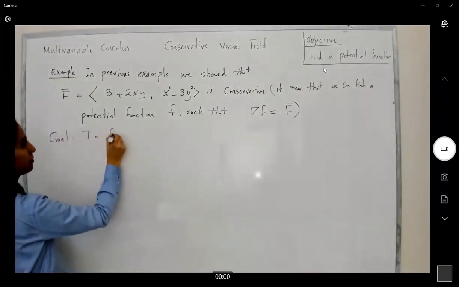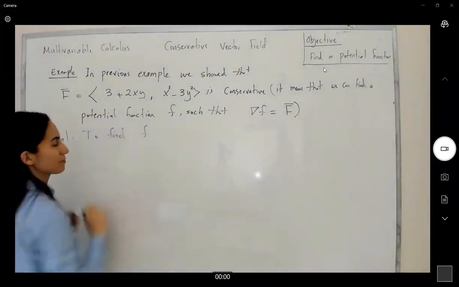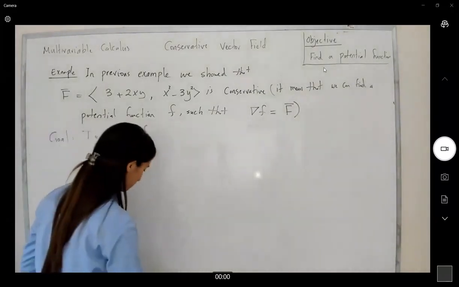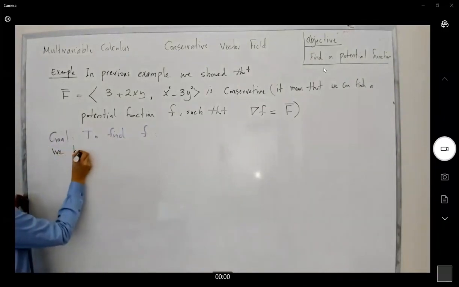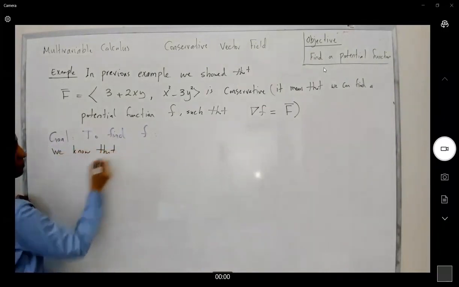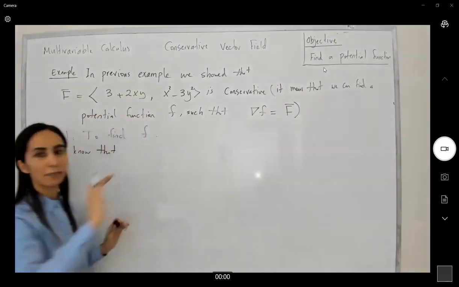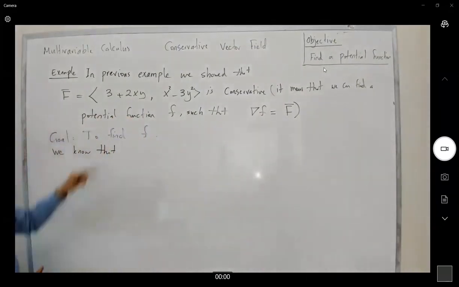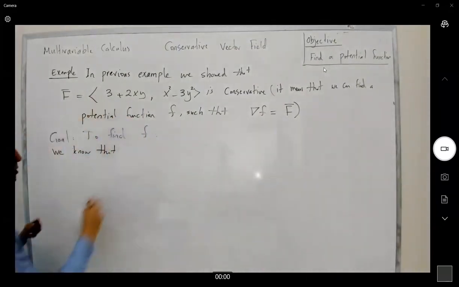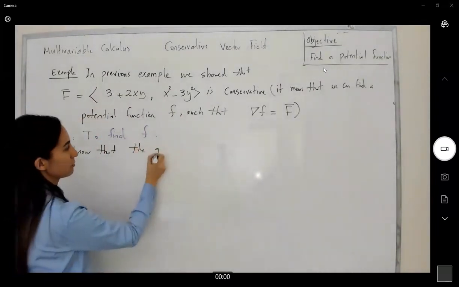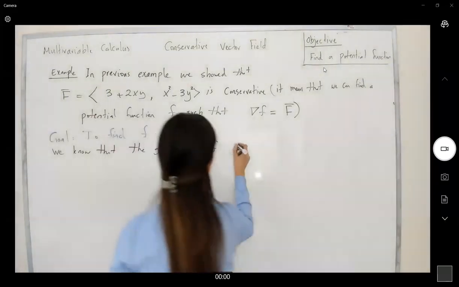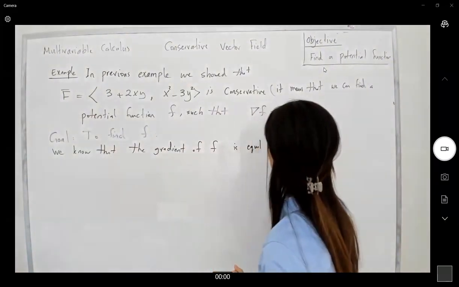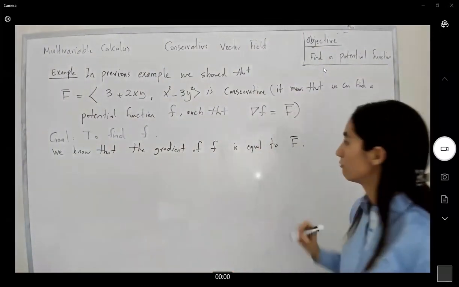To find f, this is your job. Very well, let us begin. We know that the gradient of that potential function is equal to this vector field. The gradient of f is equal to vector function F.